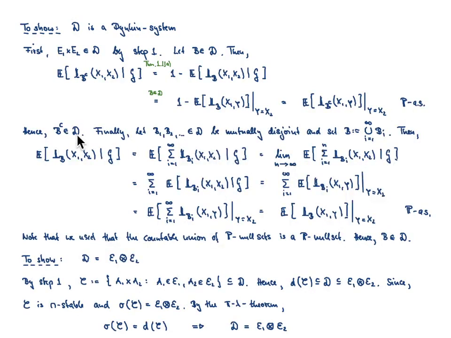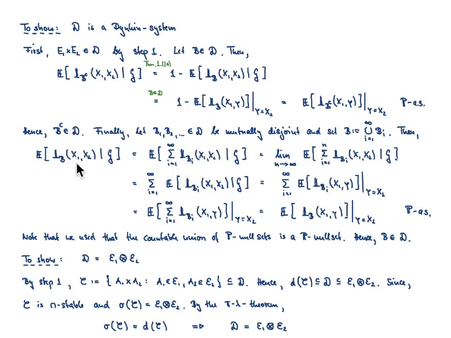Let us check the third property of a Dynkin system. For that, I choose a sequence of sets B1, B2, and so on in D, which are mutually disjoint. And I would like to denote the countable union of the sets Bi as a set B. So then let us compute simply the expectation of the indicator function of B of x1, x2 given G. So this I can write, using the fact that these Bi's are disjoint, as the sum i from 1 to infinity of the indicator function of Bi.